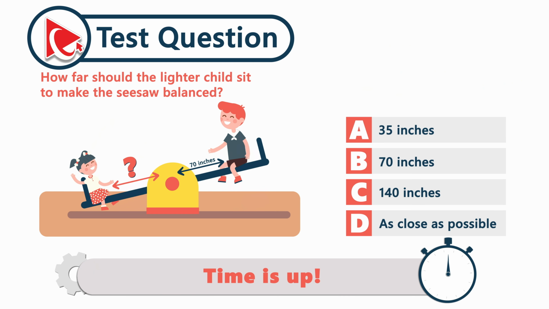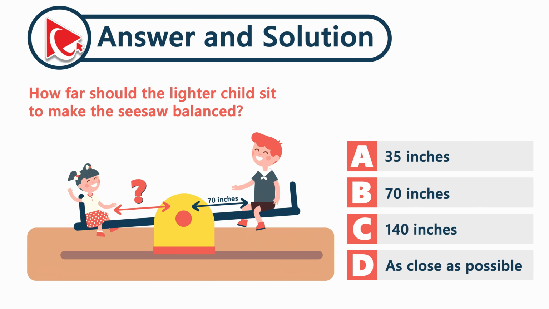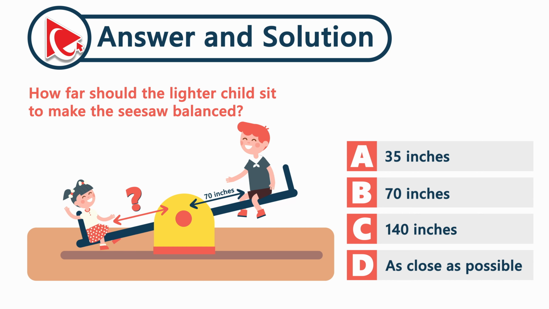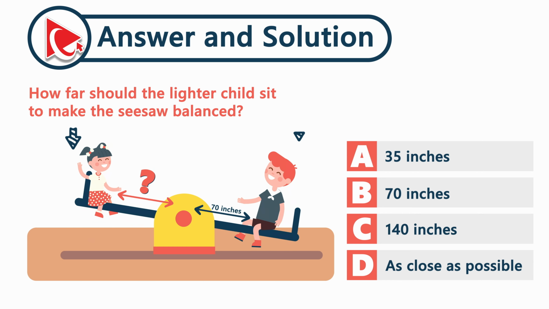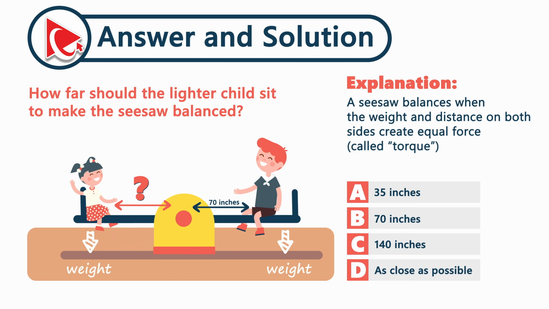Time's up. Have you locked in your answer? Now let's go through the solution together, and you will be amazed how simple it is to solve it. When 2 children sit on a seesaw, weight is applied on both sides. A seesaw balances when the weight and the distance on both sides create equal force, called torque.